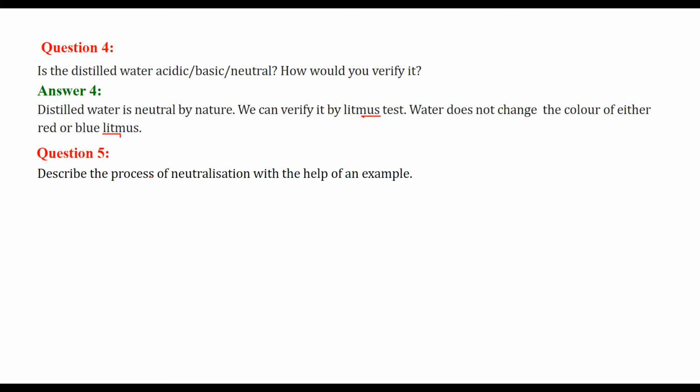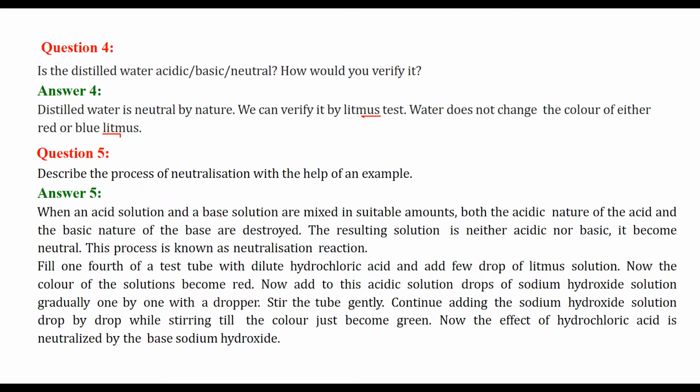Next is: describe the process of neutralization with the help of an example. Neutralization means if there is an acid, you put a base, it will be neutralized. If a base, you put an acid, the base will be neutralized. When an acid solution and a basic solution are mixed in suitable amounts, both the acidic nature of the acid and the basic nature of the base are destroyed. So the resulting solution is neither acidic nor basic, and it becomes neutral. This is the neutralization. This process is known as a neutralization reaction.